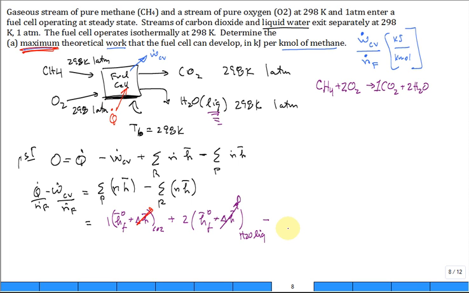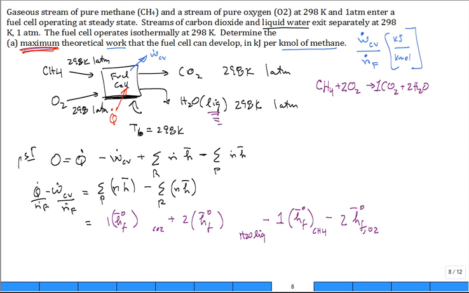Minus, and then we're going to have 1 times the enthalpy of formation for the methane, CH4, and the delta H. I should just get rid of all the delta H's because they're all 0. Everything comes in at 298 and goes out at 298. True? So let's dispense with that. Minus how many O2s? 2 times enthalpy of formation of O2 gas. So we have 3 gas streams, CO2, CH4, O2, and 1 liquid stream, water, H2O.